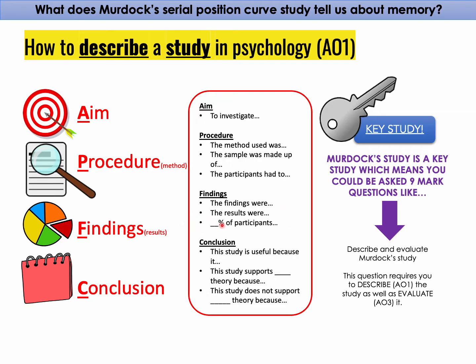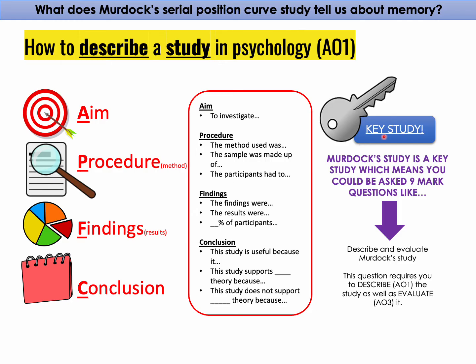So that might be in a percentage, or it might just be a general sentence of what they found. And finally, the conclusion. What does the study show us? Does it support or not support any particular theory that you've linked your knowledge to? So for example, the Murdock serial position curve study, we might be able to conclude what it shows us about the multi-store model of memory by the end of this video.